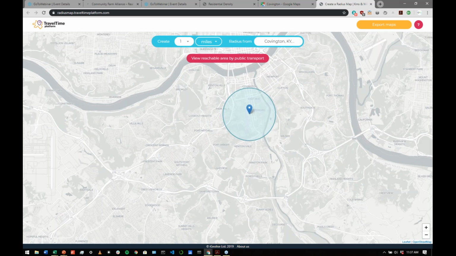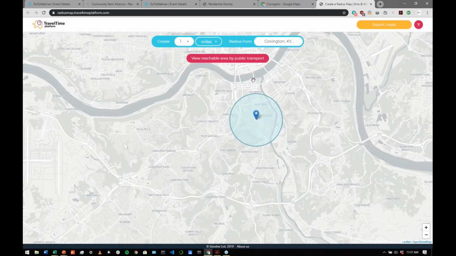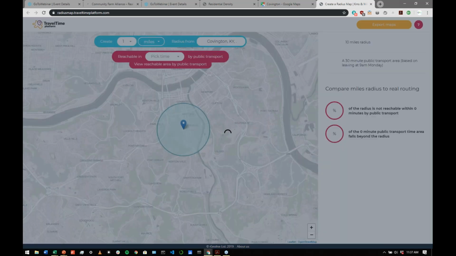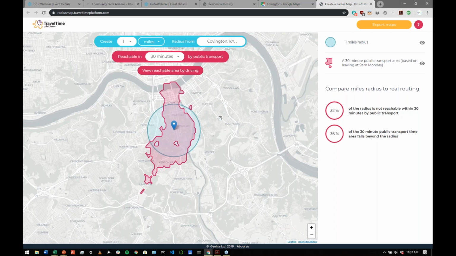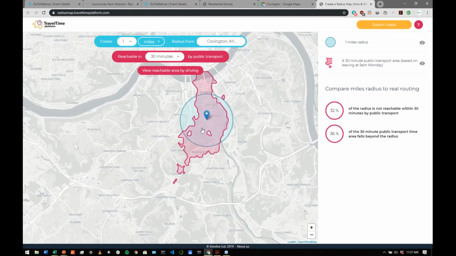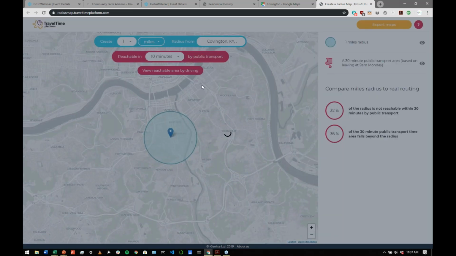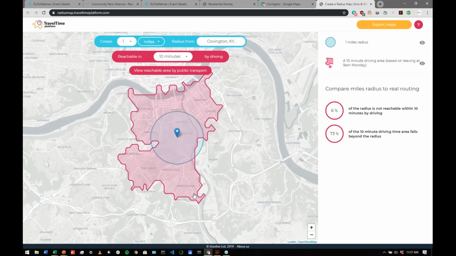As you can see, the problem with this is that I can't actually drag that pin up to where the market is, which is up here. But you can show reachable by public transport, and it'll take 30 minutes from these areas, and then also reachable by driving in 10 minutes, which is a nice tool. So anywhere inside the red, you can reach the center of this pin in 10 minutes, I believe.